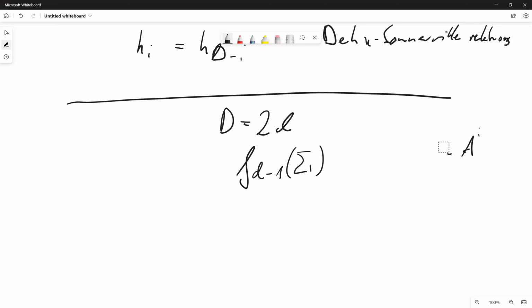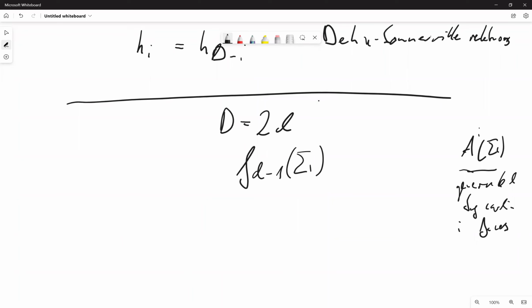I want to know the size of A_I of sigma. This is a vector space, right? Now, to estimate the dimension of a vector space, I have to write down a generating system. It turns out that this is generated by the cardinality I faces.